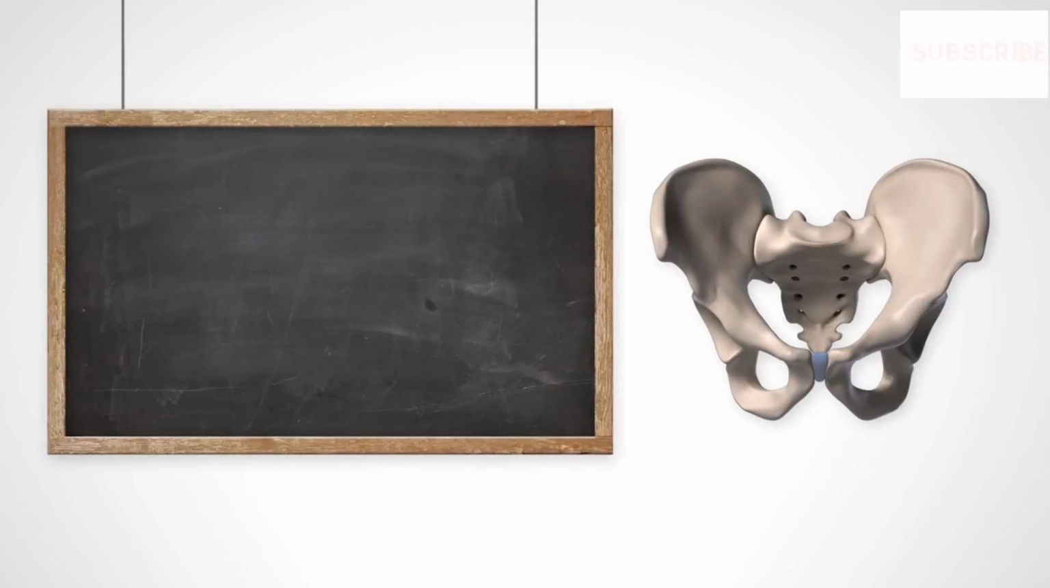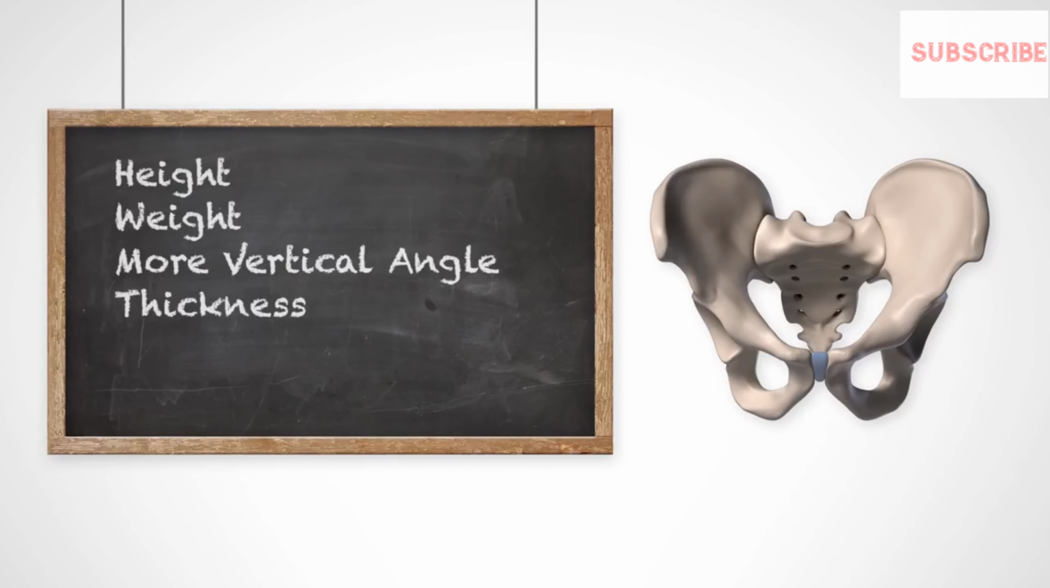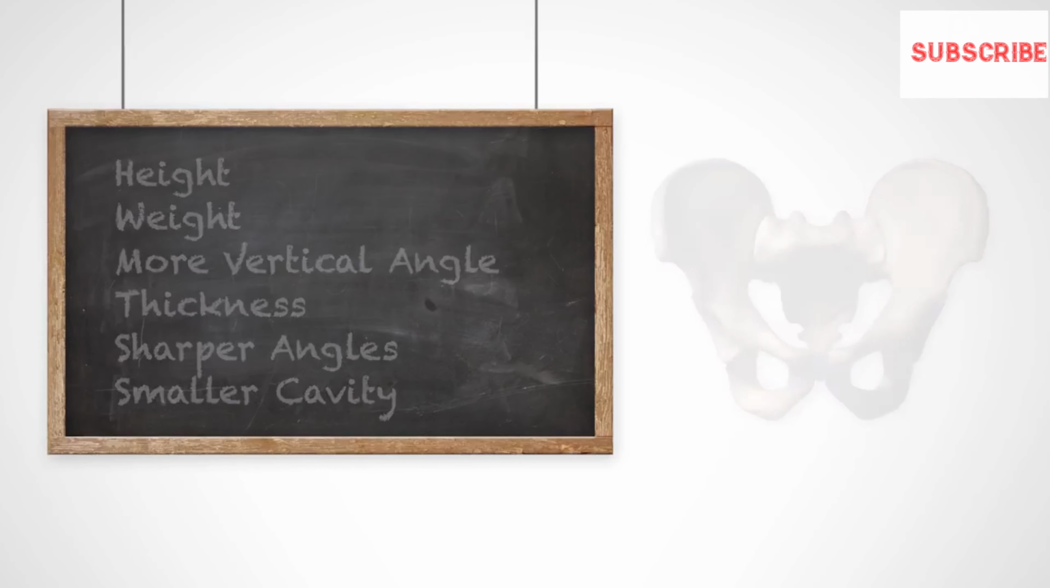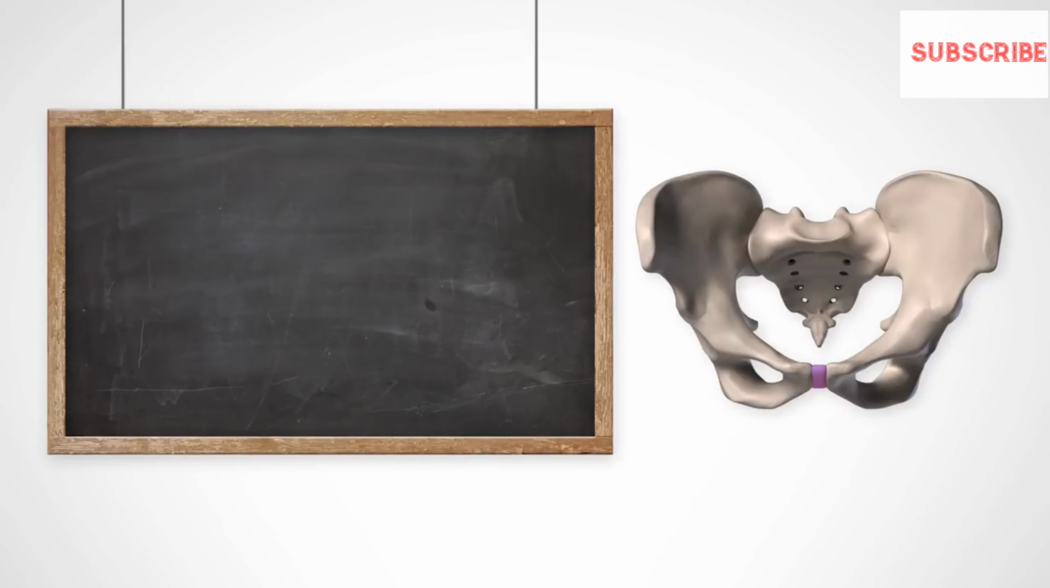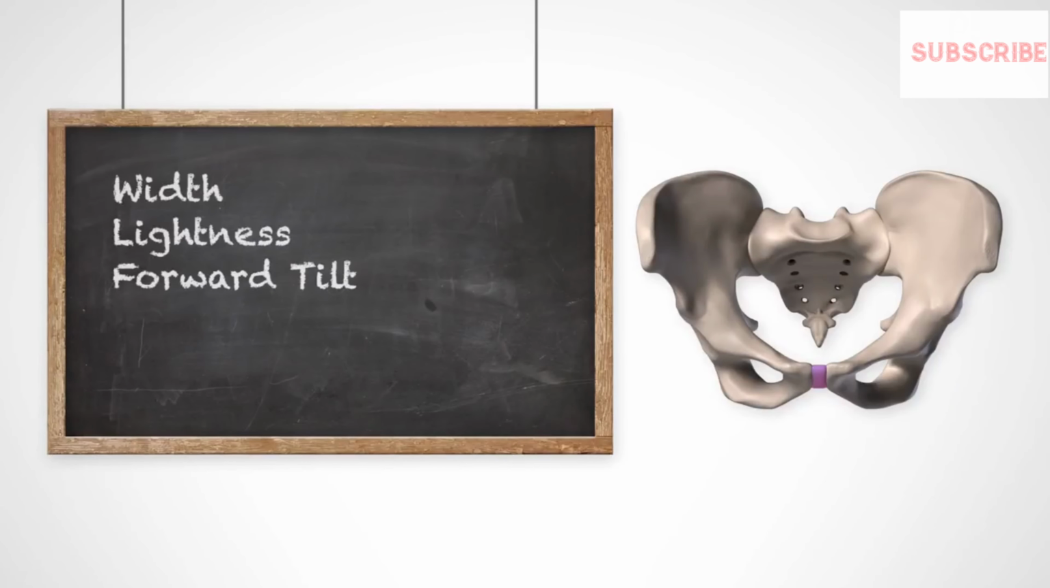To review, a male pelvis is characterized by height, weight, more vertical angle, thickness, sharper angles, and a smaller cavity. A female pelvis is characterized by width, lightness, forward tilt, thinness, and a larger cavity.